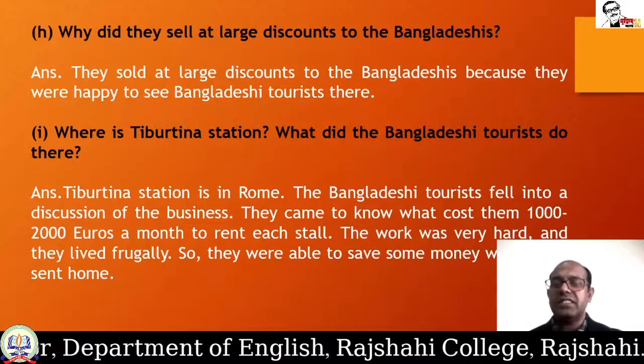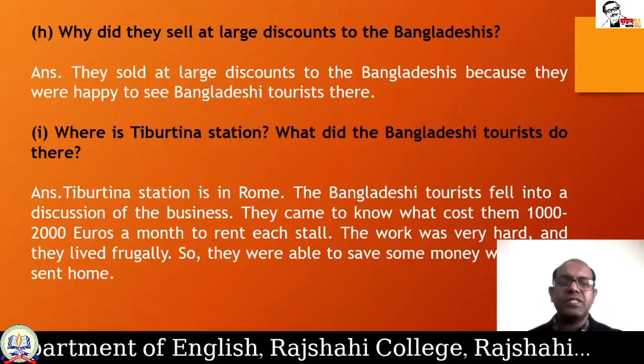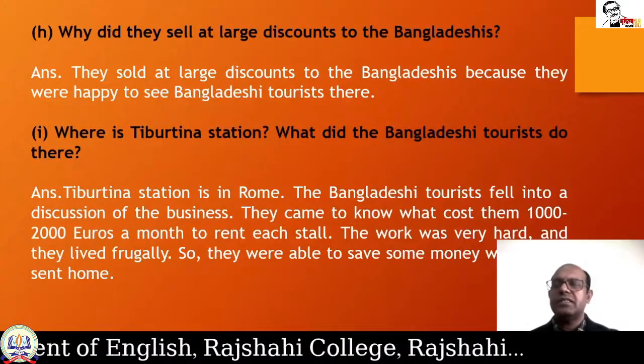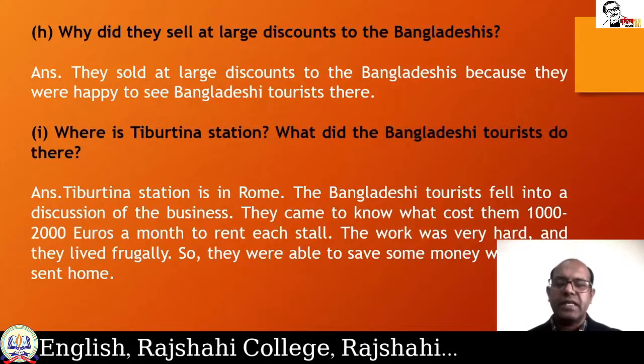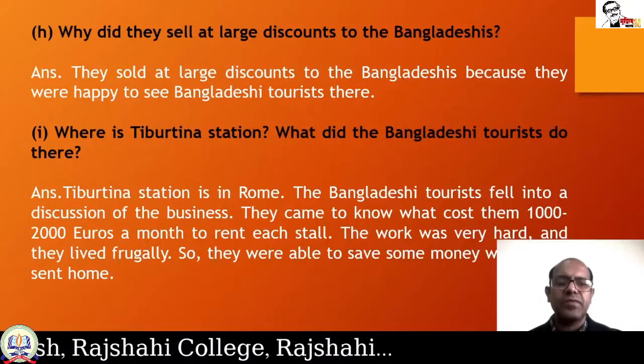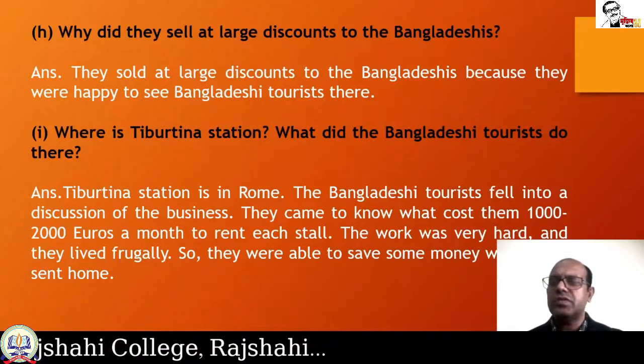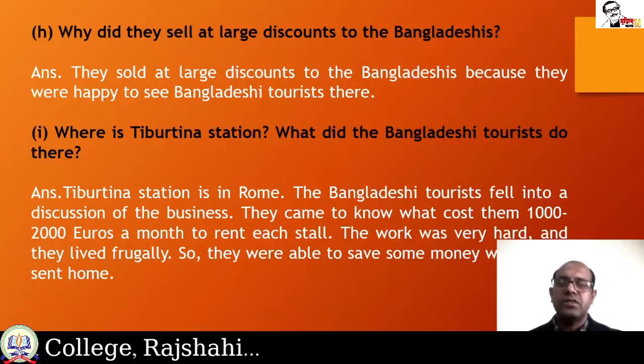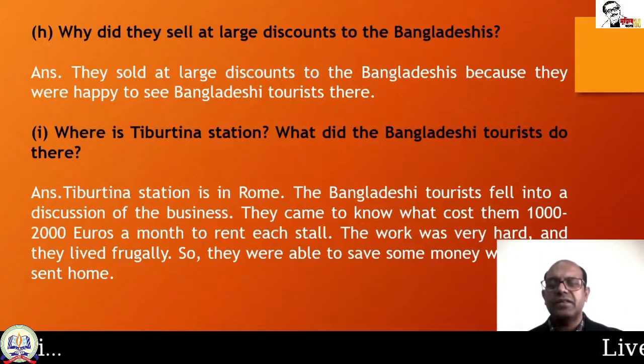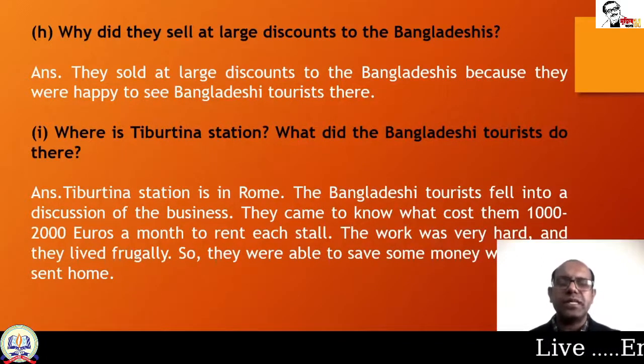Now question I. Where is Tiburtina station and what did the Bangladeshi tourists do there? Tiburtina station is in Rome, and the Bangladeshi tourists fell into a discussion of the business. They came to know what cost them 1,000 to 2,000 euros a month to rent each stall. The work was very hard and they lived frugally. So they were able to save some money which they sent home.